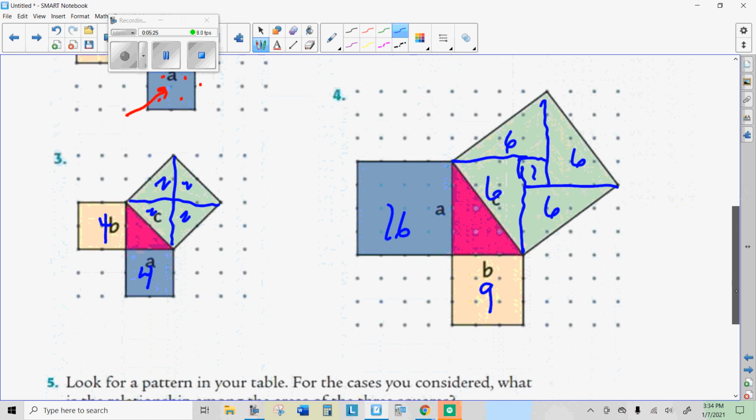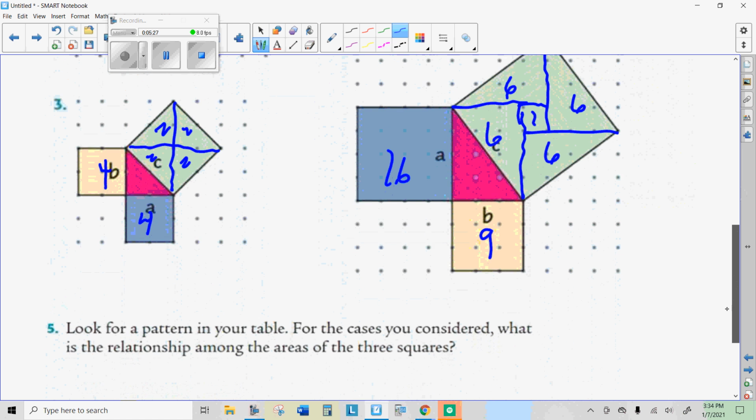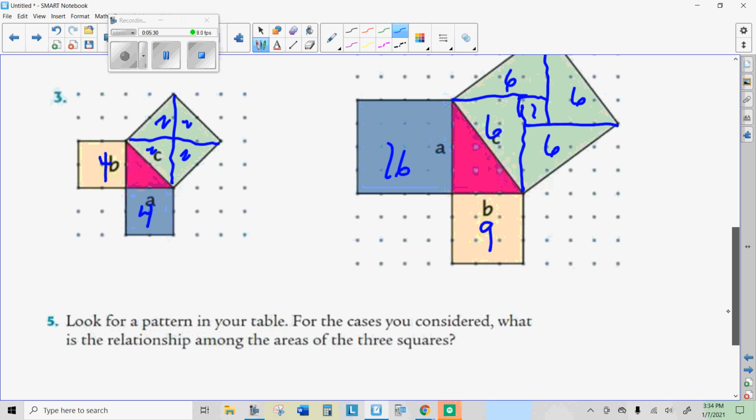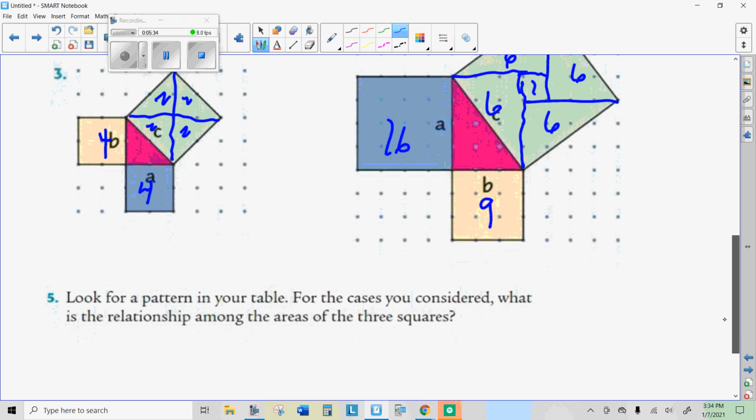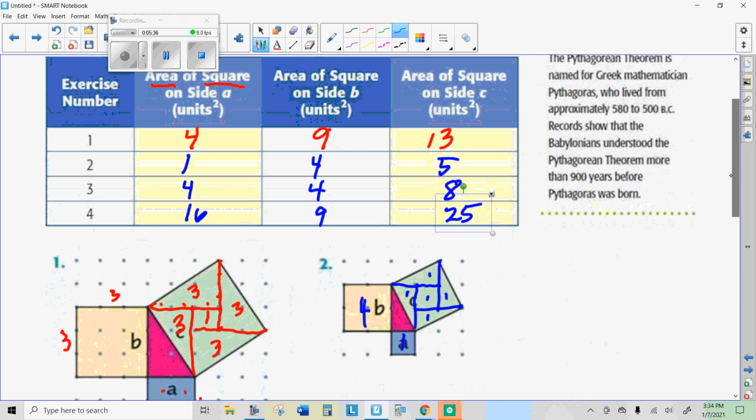And that's how I split them up so I could count them. Okay, so we want to look for a pattern in this table, and for the cases you considered, what is the relationship among the areas of the 3 squares? So see if you don't notice something about this square on side A, this square on side B, and the square on side C. Pause and think about that.